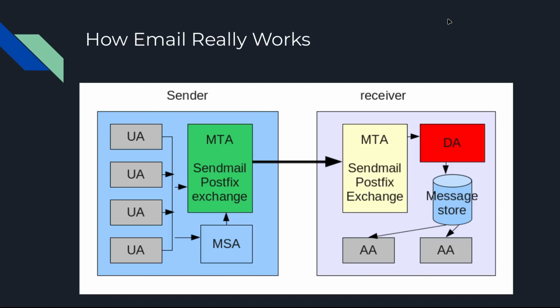And here's all the components, right? So on the sender's end, we've got various user agents, a mail submission agent, and that interacts with the MTA, which could be Postfix, it could be Sendmail, it could be Exchange, it could be something else entirely. There's other ones out there. It gets sent and received on the other end. Goes to the delivery agent, who puts it into the message store, and access to that is controlled by your access agents. It's kind of just a nice little picture that ties up everything that was on all the previous slides.